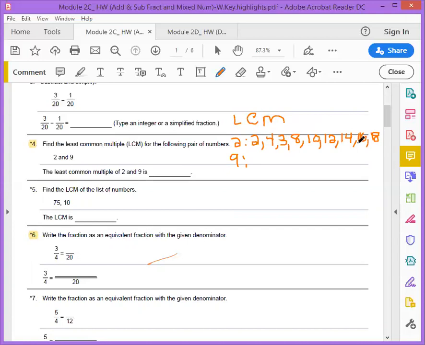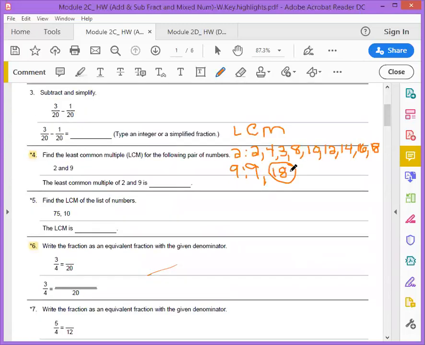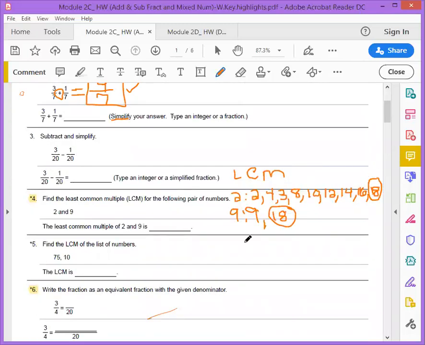I'm going to stop here because if you think about multiples of 9, 9 times 1 gives us 9, but 9 times 2 gives us 18. There's our least common multiple. So our least common multiple would be 18.